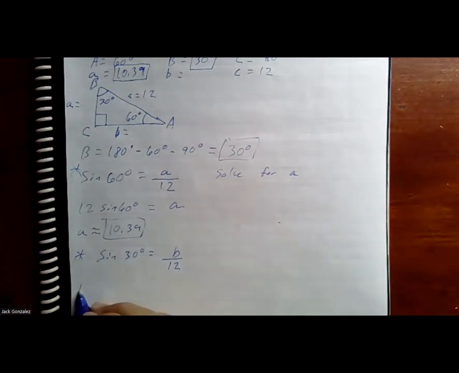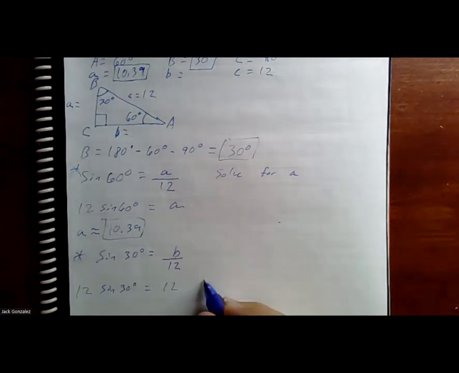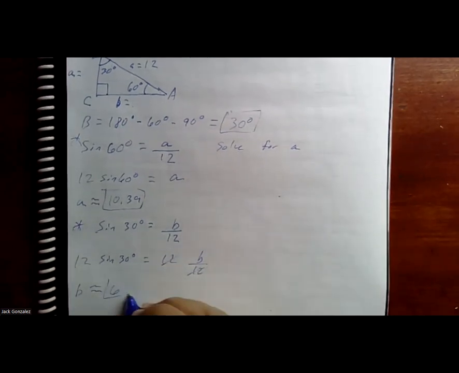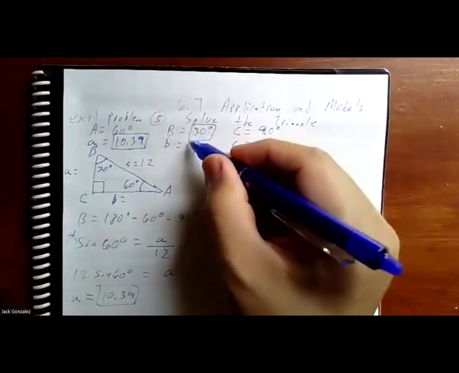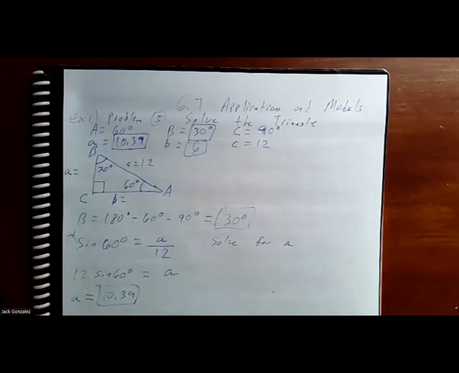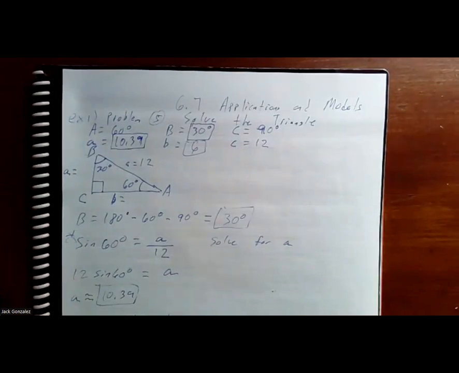So multiply both. This time I'll show the step. Multiply both sides by 12. So b is going to be approximately 12 sine 30, which is 6. So there is 6. So we solved the triangle. Any questions about what we did?